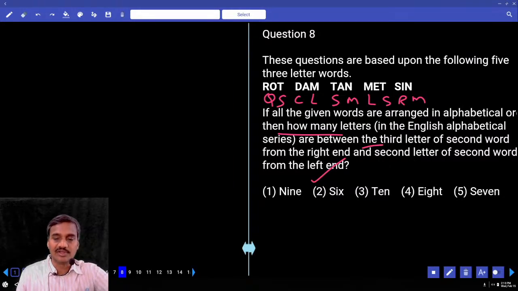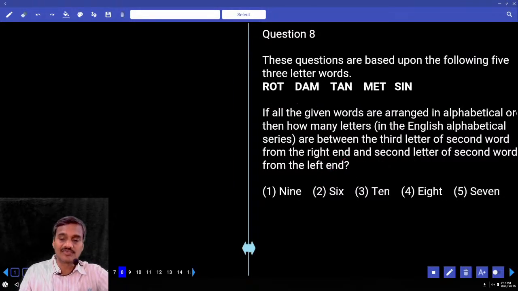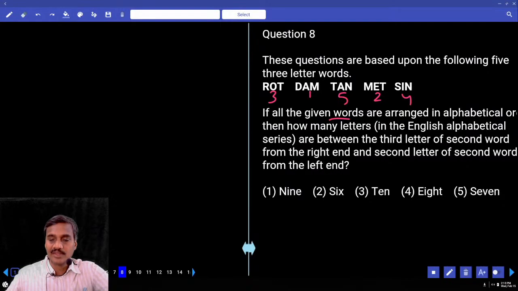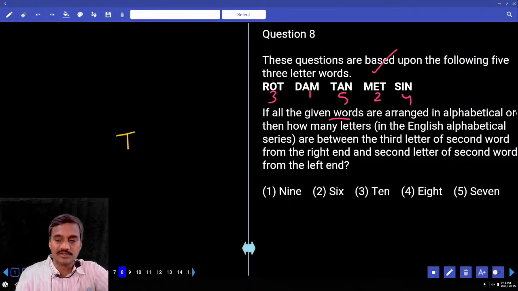And if all the given words are arranged in alphabetical order, first dam, and the next one is what? Met, and the next one is rot, and this is 4, and 10 is 5. Then how many letters are there between the third letter of the second word from the right? Second word from the right emostundi cheppandi? Met. Under the third letter into team. Okay? Between the third letter of the second word from the right and the second letter of the second word from the left.